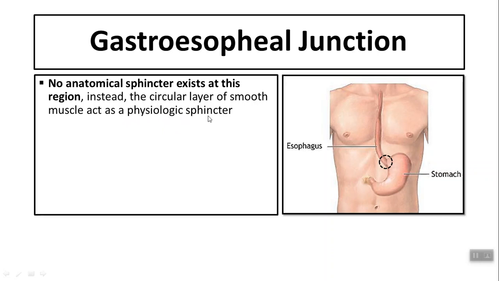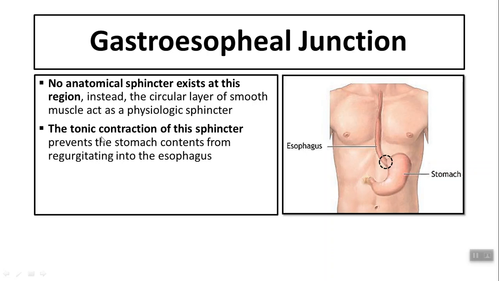Why do we need a sphincter at this site? The tonic contraction of this sphincter will prevent the stomach content from regurgitation, from passing up into the esophagus. It will be prevented by the tonic contraction of this sphincter.